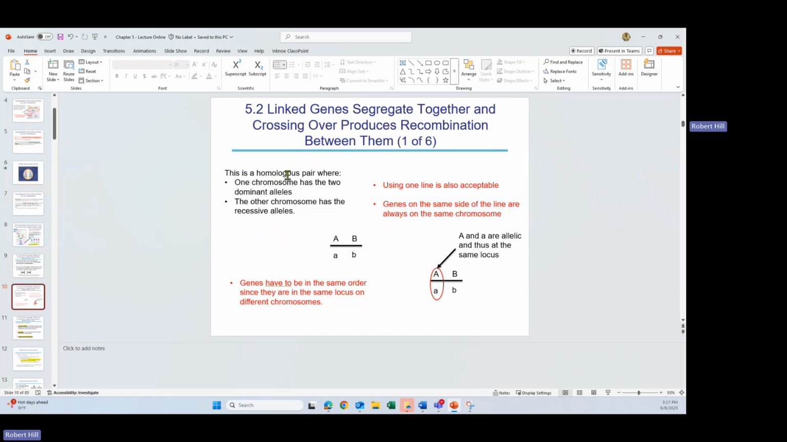The line basically indicates a chromosome, and you have a homologous pair where one chromosome has two dominant alleles and the other chromosome has two recessive alleles.